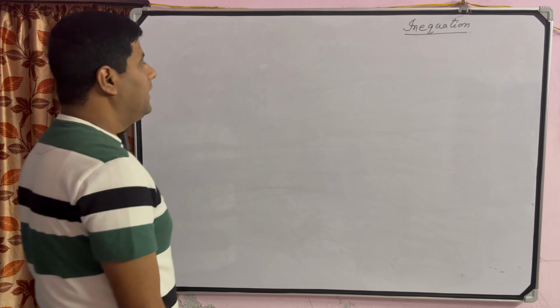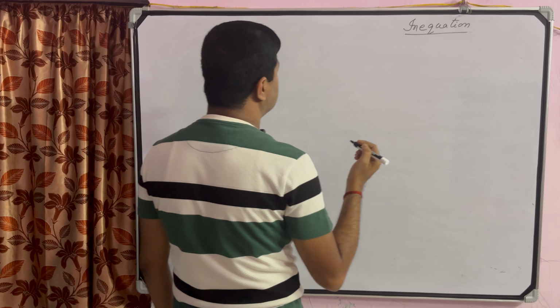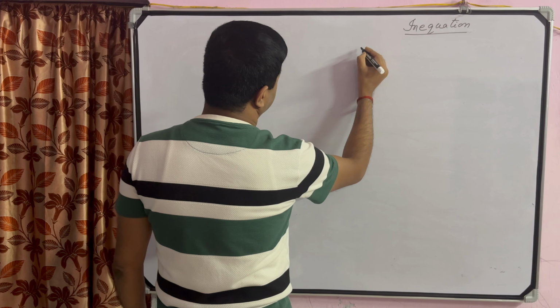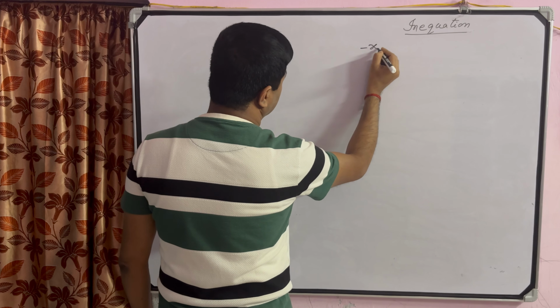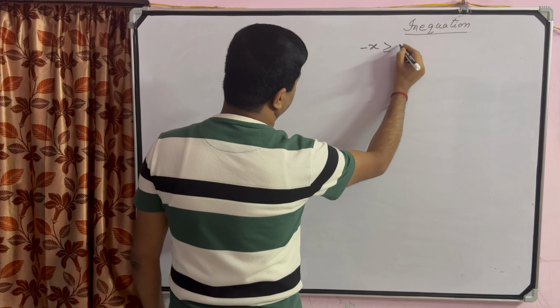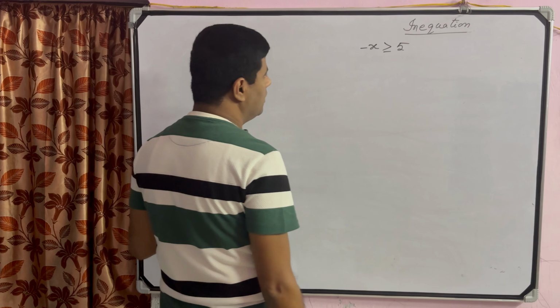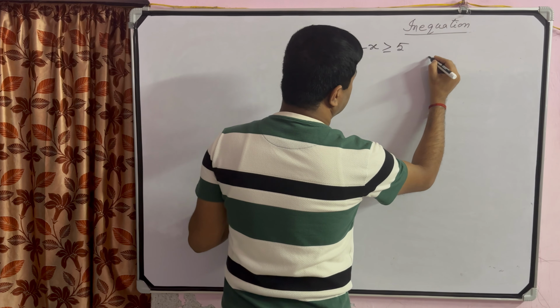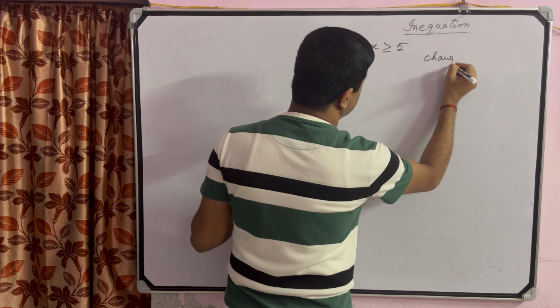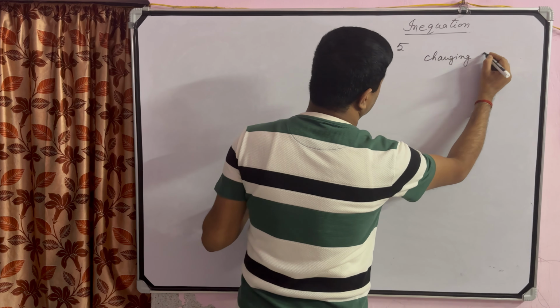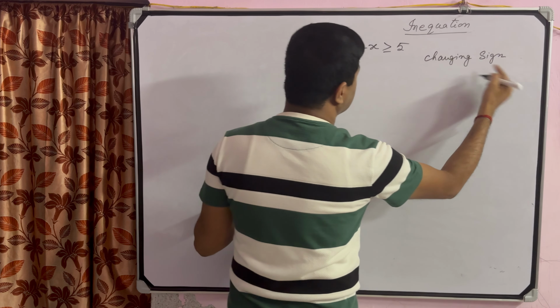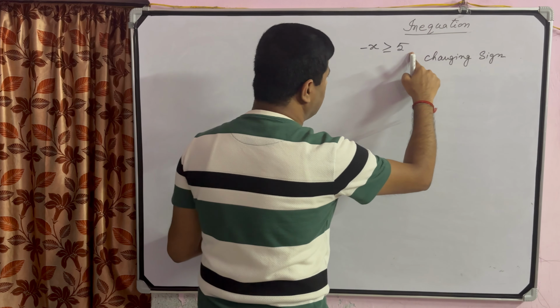So let us think what will happen when I need to change the sign. I mean to say, suppose somewhere you get minus x is greater than equals to 5. So what we will do here, because I need a positive number here. Okay, so you can do like this. You just write it down here, changing sign. And when you are changing the sign, this means all the three signs will change.